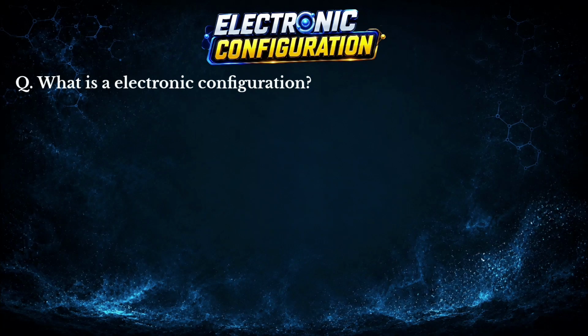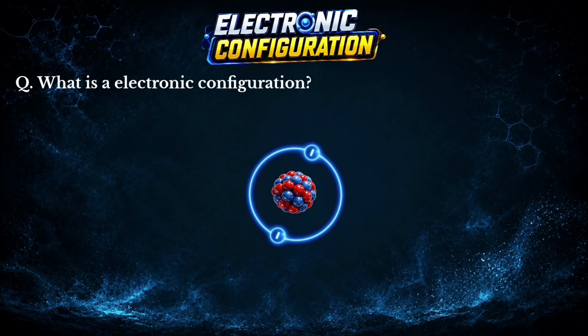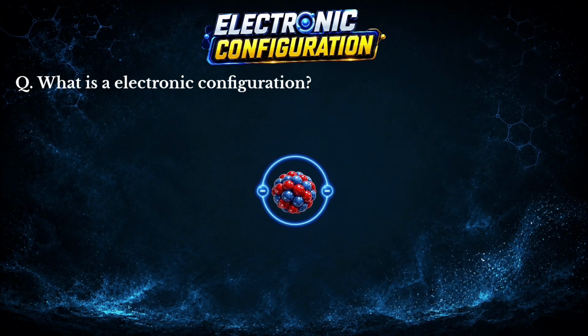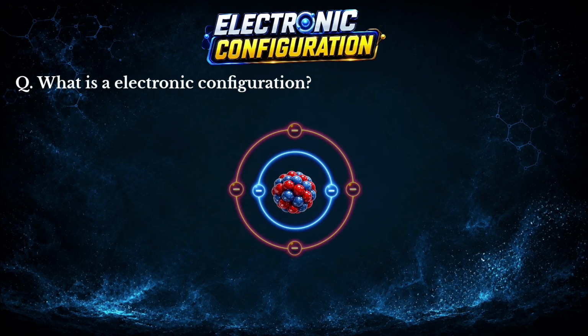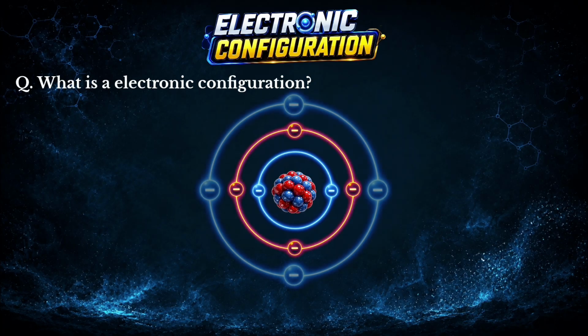So, let's get started. What is electron configuration? First, let's remember something important. An atom has a tiny nucleus at its center. Around that nucleus are electrons, but electrons don't move randomly. They are arranged in energy levels, also called electron shells. Think of these shells like floors in a building. The first floor is closest to the nucleus. The second floor is a little farther away, and the third floor is even farther. Electrons always fill the closest available shell first because it has the lowest energy.